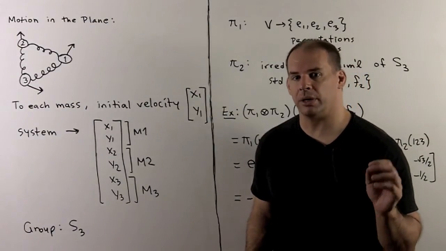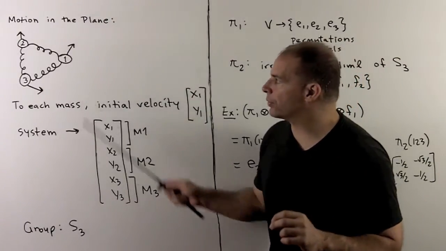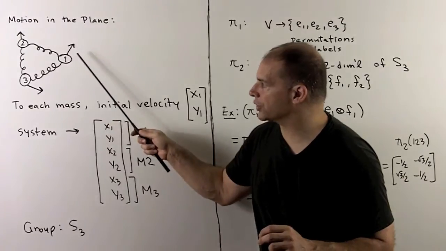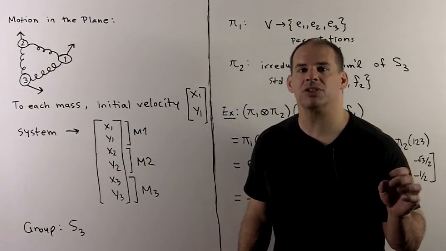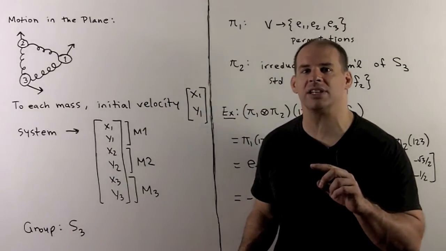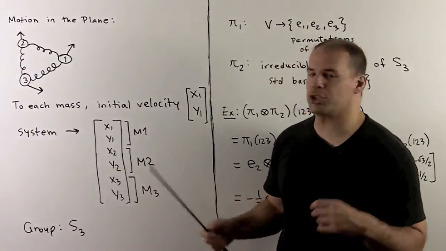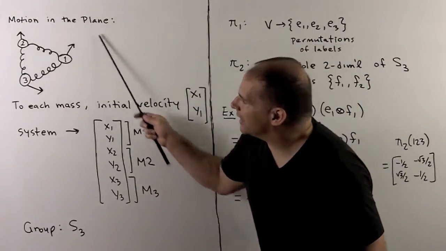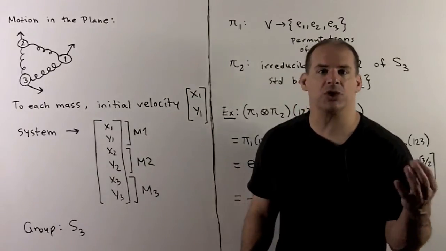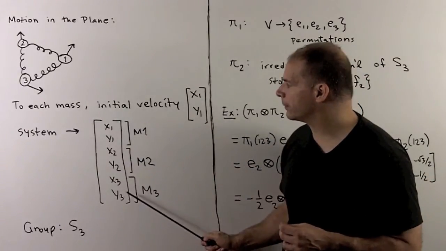Now let's consider motion in a plane. We have the same situation as before, except now we have three masses joined by three springs. As before, the future behavior of the system is determined entirely by the initial velocities on each mass. These initial velocities are just given by two-vectors. So for the entire system, everything is determined by three 2-vectors, and we put that in a 6-vector.